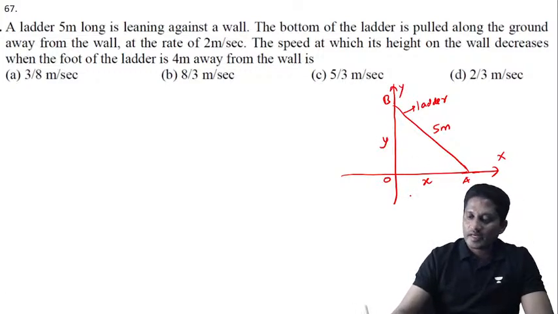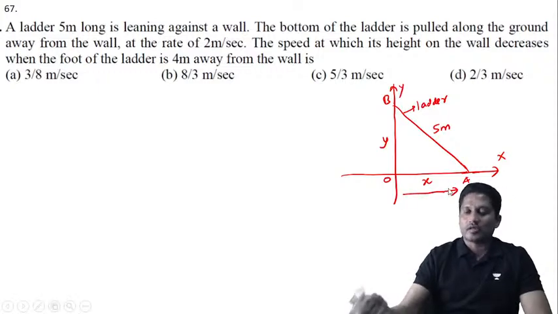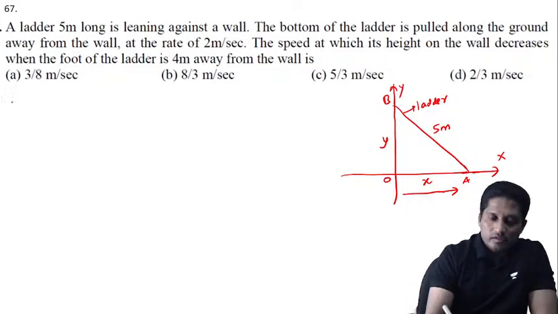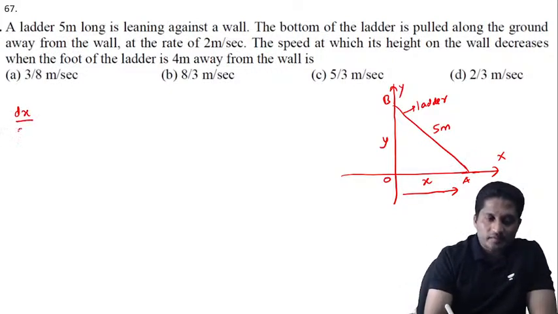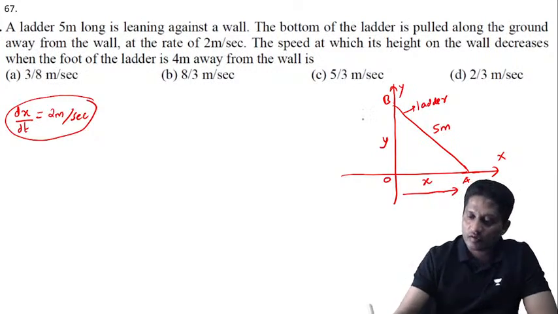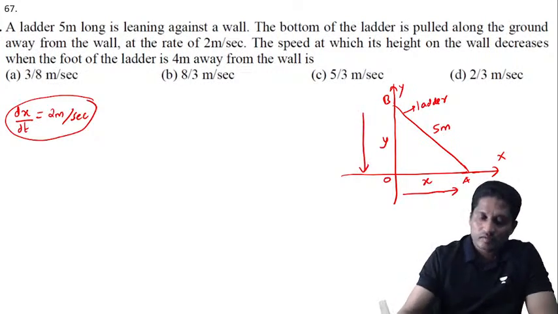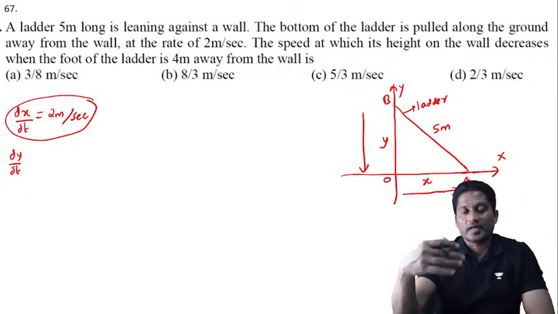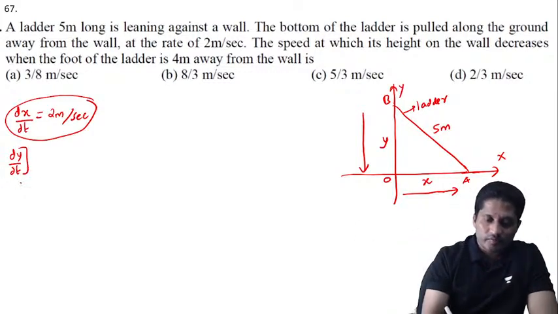Right, the foot of the ladder is pulled along the ground away from the wall at the rate of 2 meter per second. The rate of change of x with respect to time is equal to 2 meter per second. The speed at which the height on the wall is decreasing, obviously this y will come down. I'm supposed to find out dy by dt when the foot of the ladder is 4 meter away from the wall. That is when x is equal to 4 meter.